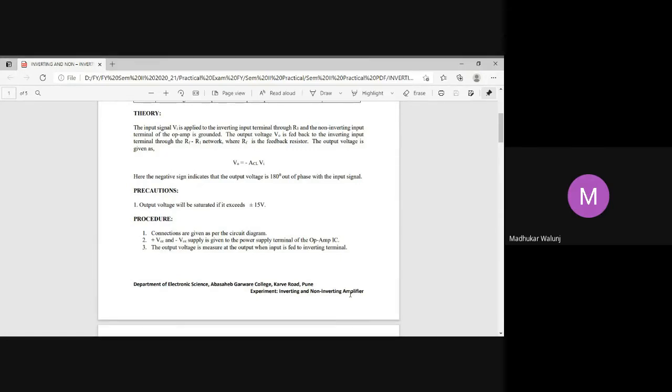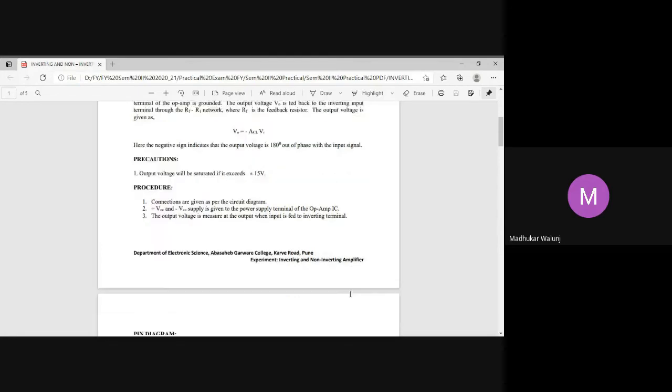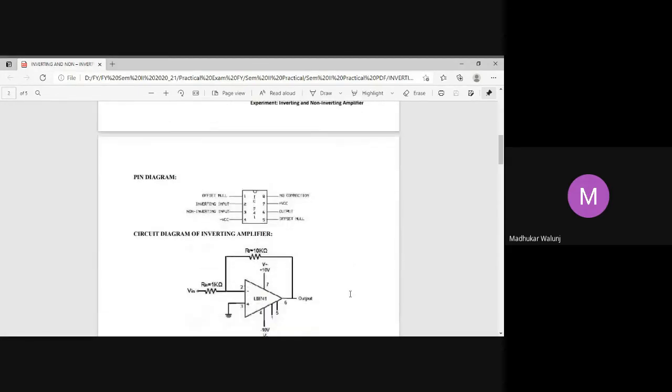So procedure, we have to connect the circuit as per the circuit diagram. So we see circuit how it is. Plus VCC should be connected to plus 15 volt, minus VCC that should be connected to minus 15 volt. In case of virtual lab, they are already internally connected. And finally, we are going to measure the output voltage at the output when the input is fed to the inverting terminal. So which IC we are going to take?